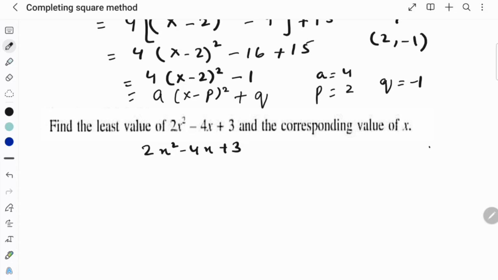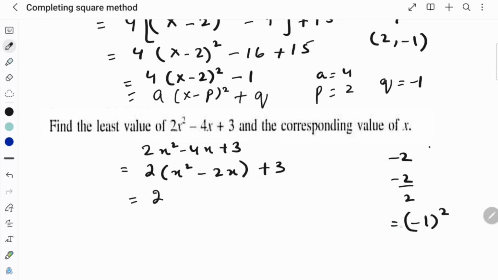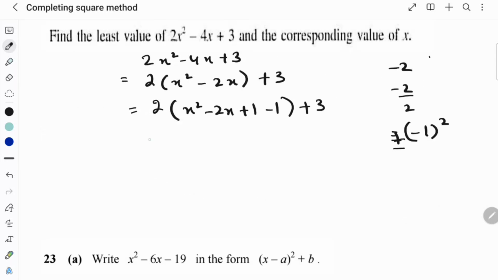Right now x² does not have coefficient one, so we take 2 common: 2(x² − 2x). Just close it and we do the rest later. The coefficient is 2, half of 2 is 1, so we add and subtract 1: x² − 2x + 1 − 1. 1² is 1, so I'm not writing the square with it. Now, the 1 and −1 get cancelled.